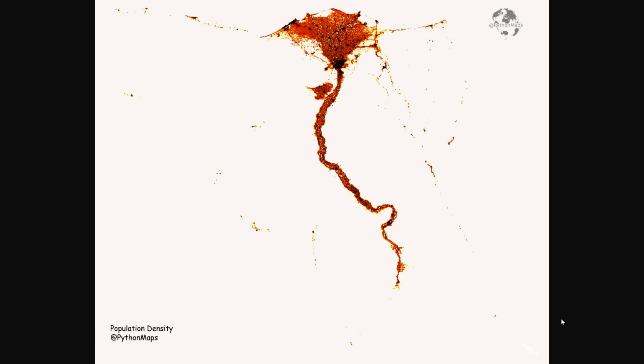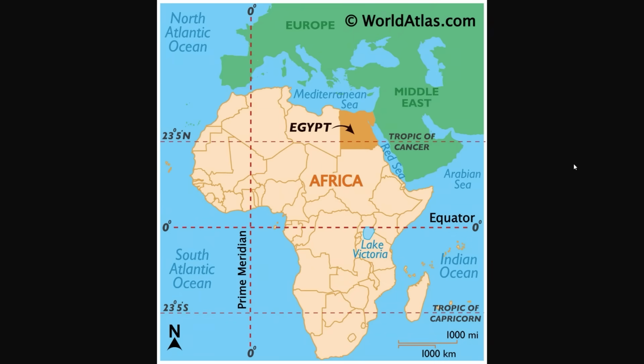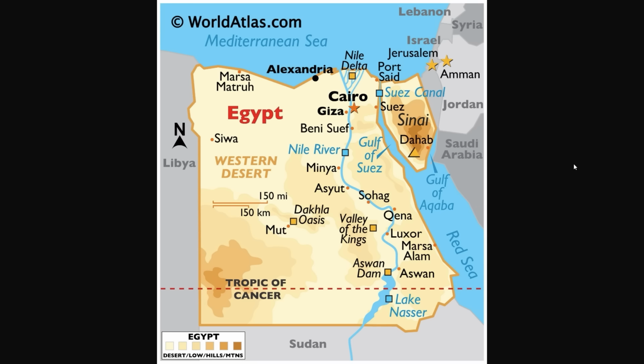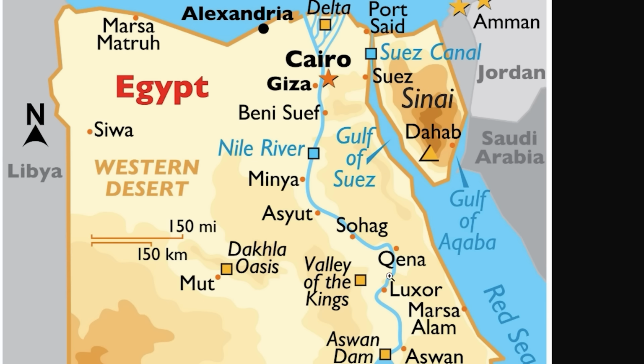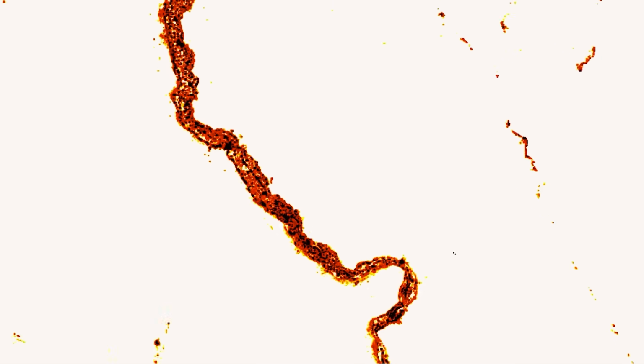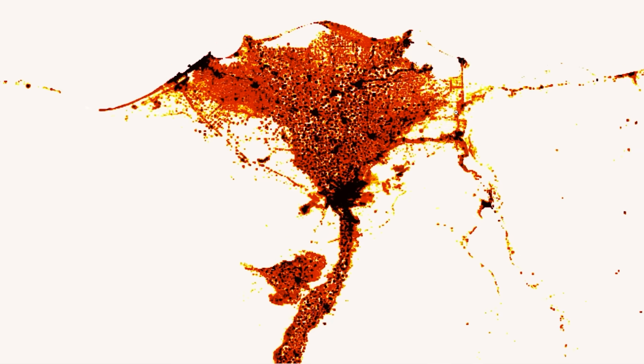This is the population density of Egypt. I know it might be kind of hard to tell. Now, this nation sits in the northeast corner of the African continent, and it looks more like a square, kind of. But you might notice this very long river that runs all the way through the country. That's the Nile.